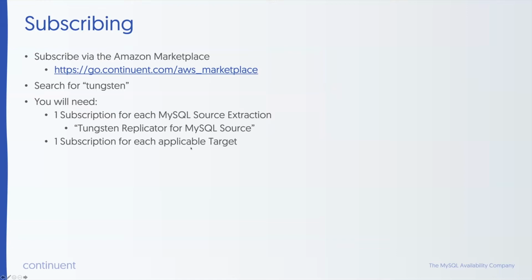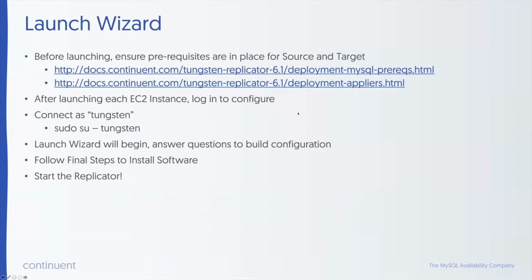So you would go through the marketplace, find Tungsten Replicator for MySQL source, subscribe to that, and then look for Tungsten Replicator for whatever applier target you're looking for and subscribe to that. Once you have those two instances launched in your region, you can then set them up. And we have a launch wizard.